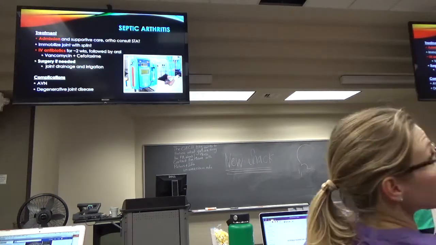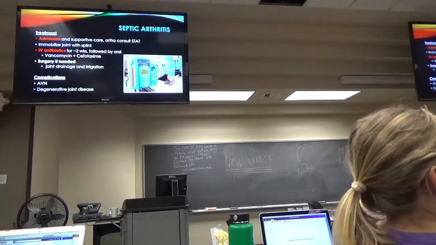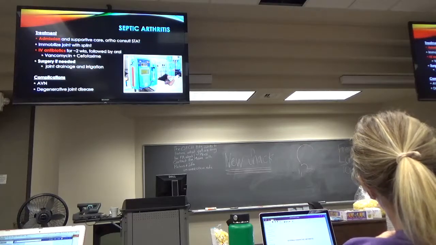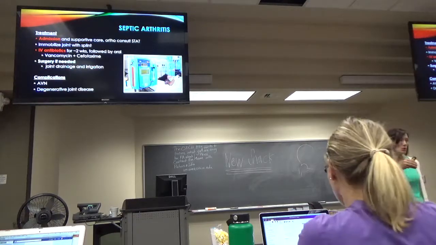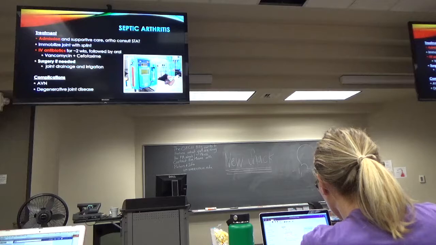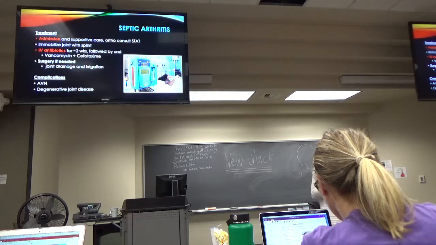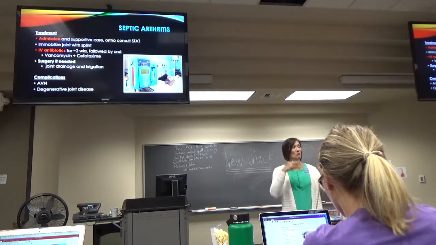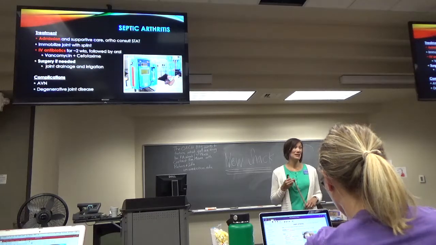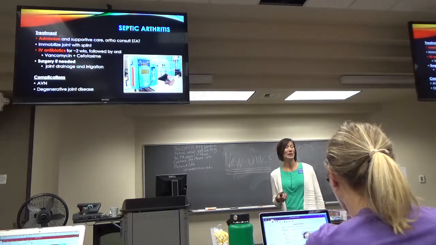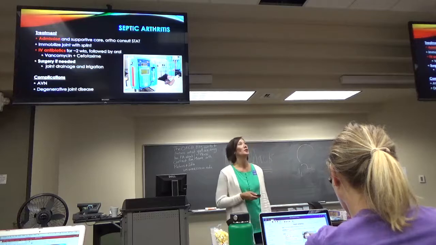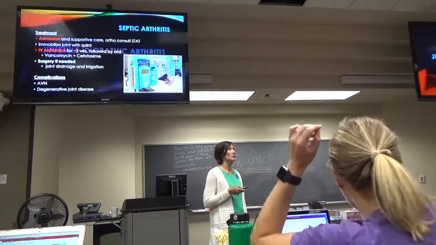Yes? Is there ever more than one joint? It's usually one. That's the other thing too. It's usually going to be one joint where the infection is seated. So that's a good diagnostic clue to look at. If they've got multiple joints involved, then it's probably inflammatory arthritis. We'll talk about that in a minute. That may be the next topic, actually.